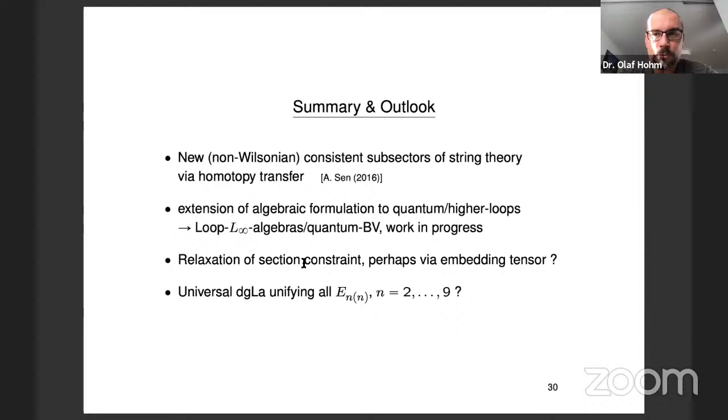And an open problem in this program is really, is there a huge, big algebraic structure that encodes all these exceptional groups up to E8 or perhaps even E9 in one unifying structure? And understanding what kind of higher algebras are around is certainly a first step in making progress on this open problem. Okay, let me stop here.